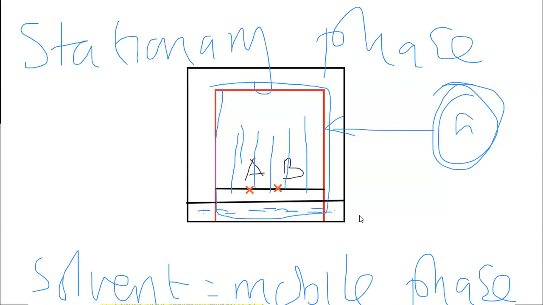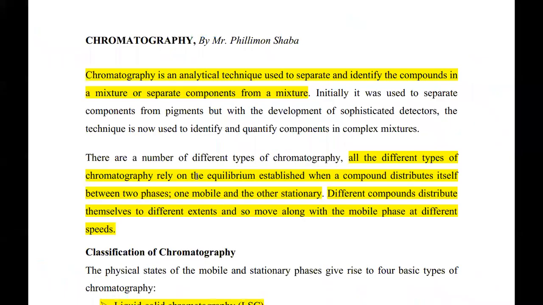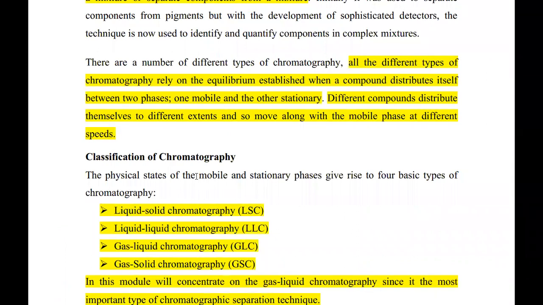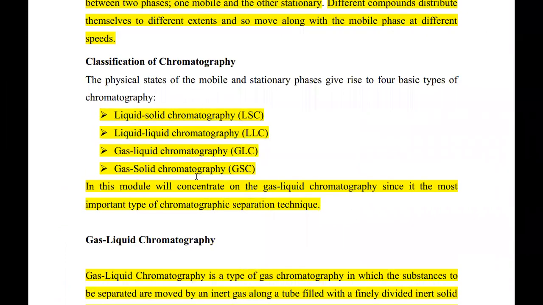These are the things that we need to know. So that is the point where you were saying the stationary phase as well as the mobile phase. Now we're saying that these are some of the classes of chromatography that we have.